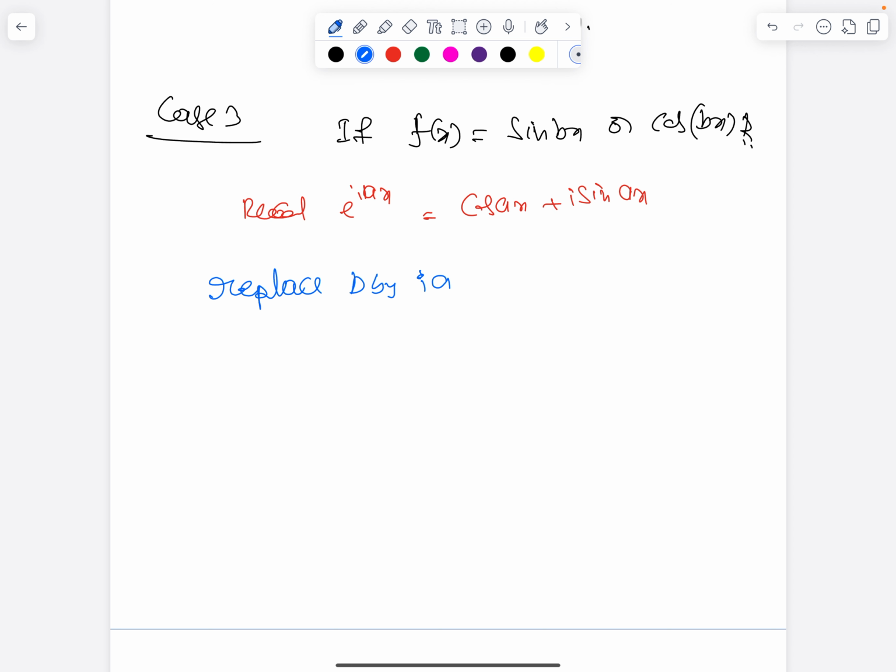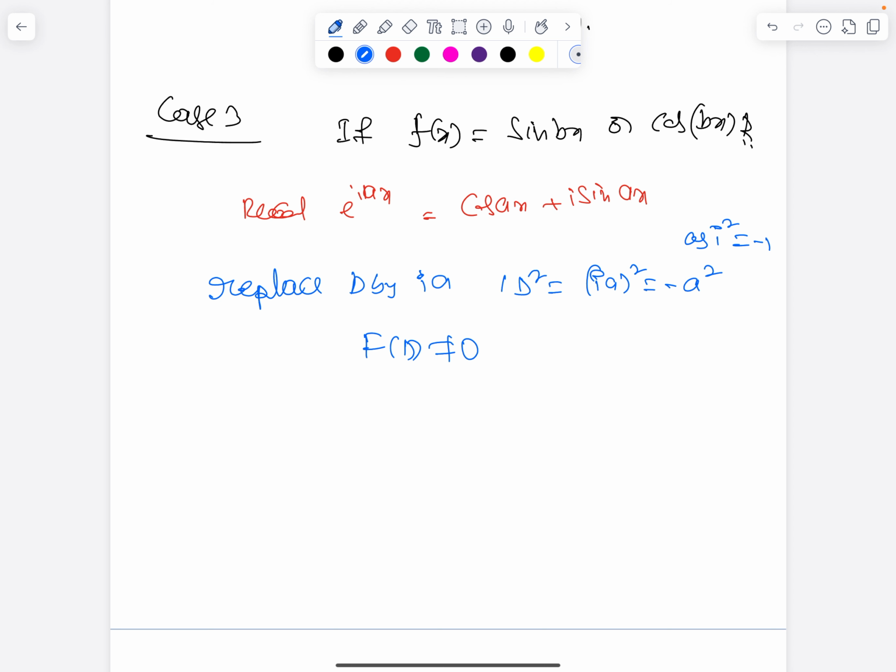because i is there, e power iax is the coefficient of x, then d square you are going to replace with ia whole square, which is equal to minus a square, as i square is equal to minus 1. So, we are doing the same technique. Again, the issue is the same, the denominator should not be 0, that is capital F of d should not be 0. If that is 0, there are issues.